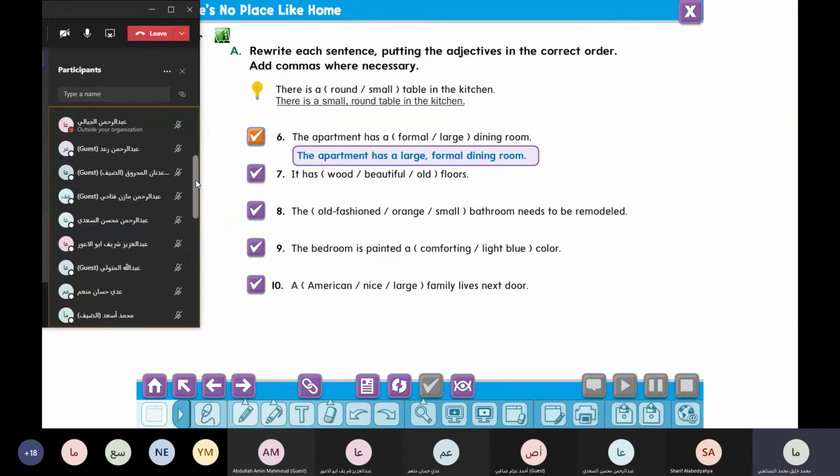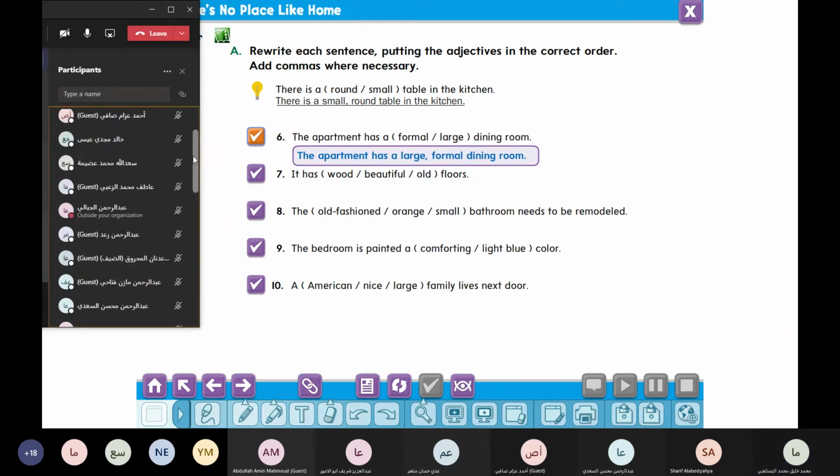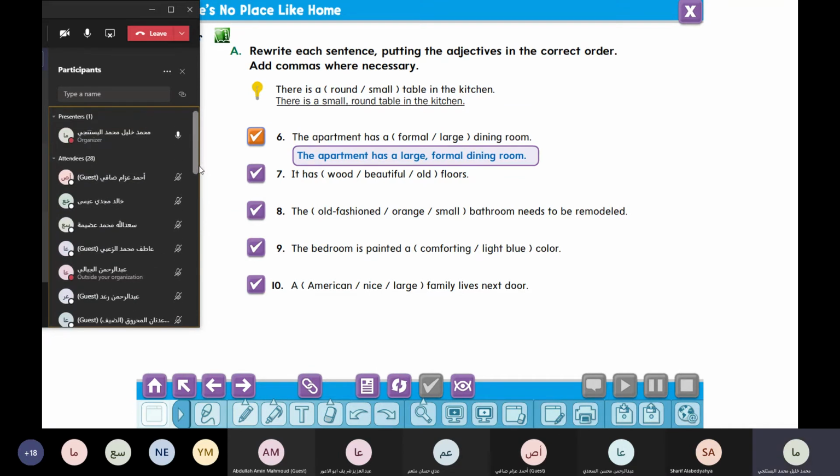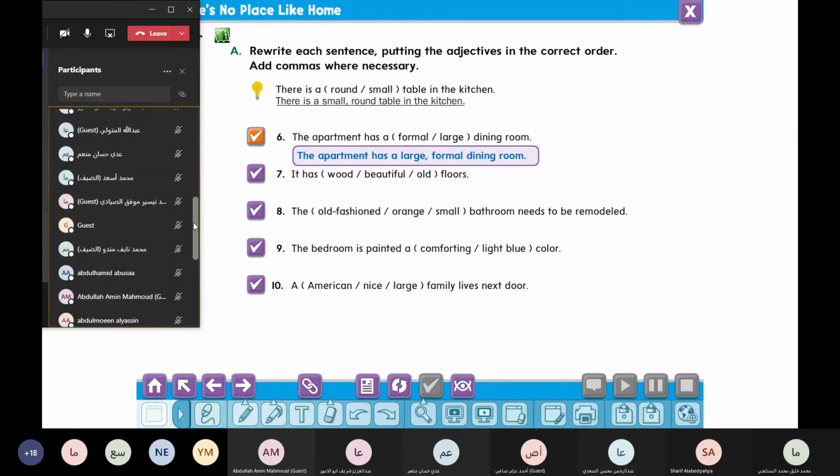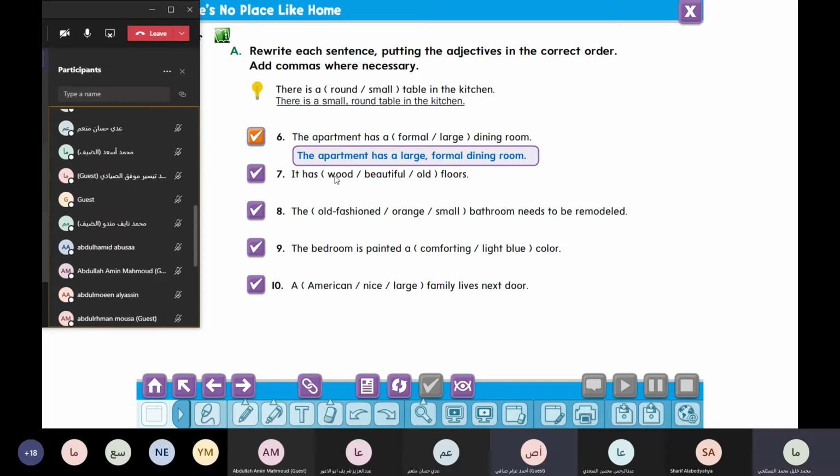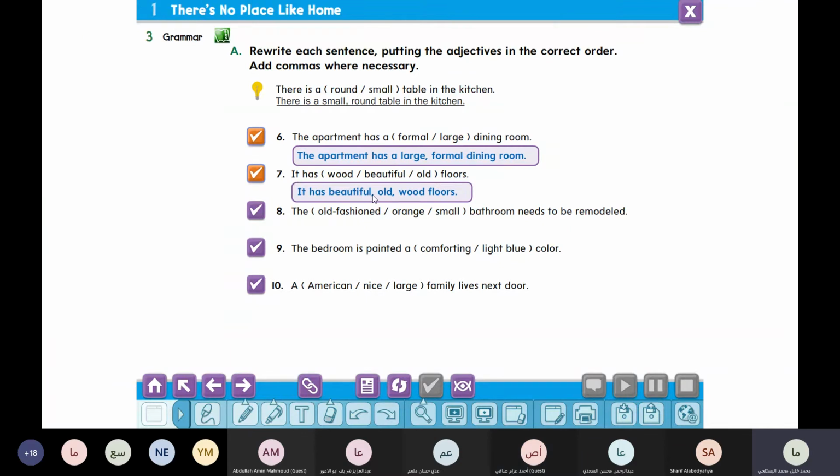Who wants to try? Ahmed Azam. It has wood beautiful old floors. It has a beautiful old wood floors. Good. Without "a", because here we have what? Plural. Yes. Good. Thank you very much. It has beautiful old wood floors. Good. Next, number 8.